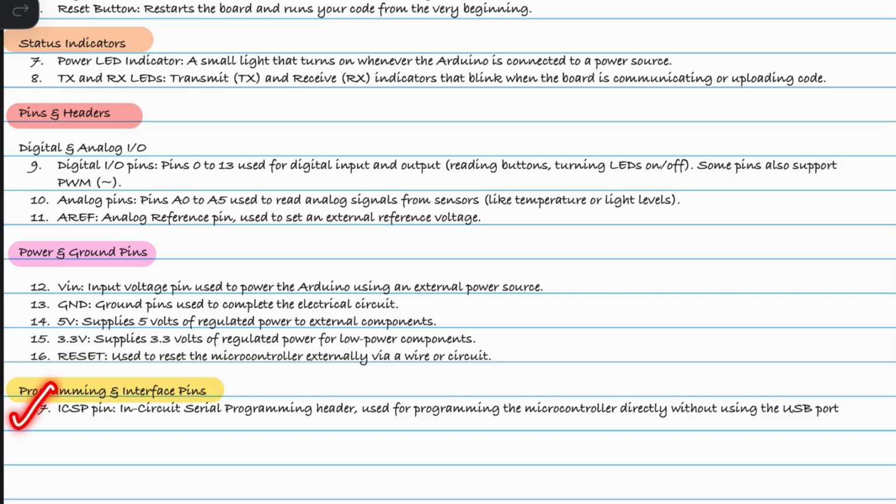And lastly, we have the ICSP pin. So this is a 6-pin cluster, standing for in-circuit serial programming. So what it does is bypass the USB port entirely, allowing advanced developers to attach a hardware programmer directly to the ATmega328 chip. So this is used to flash low-level code like the board's bootloader or to program chips in mass production.